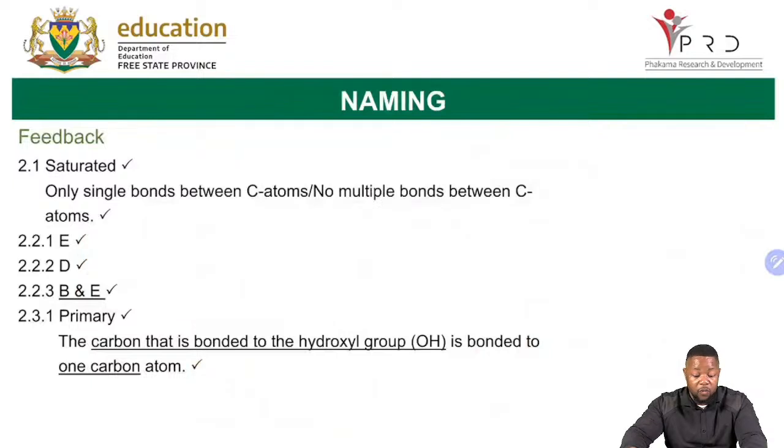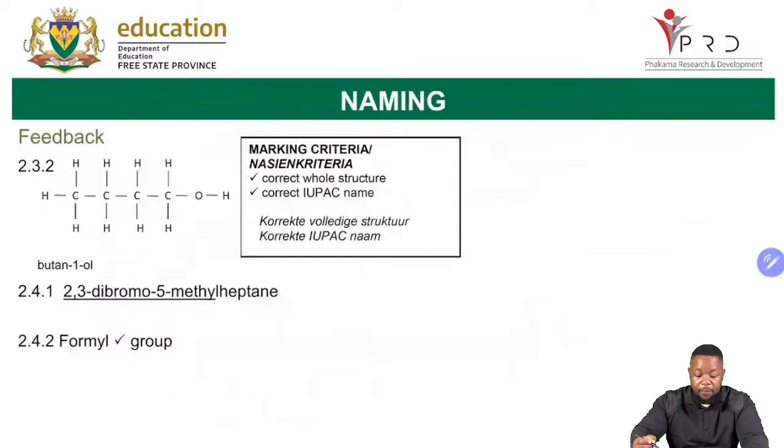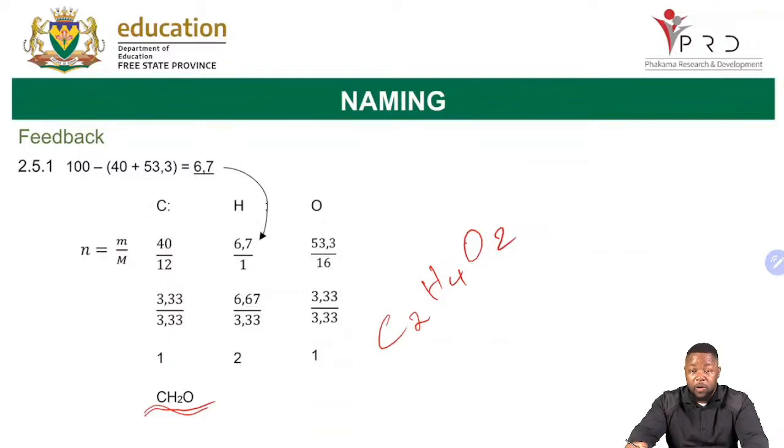So let's go through the solutions quickly. We did talk about saturated single bonds, the compounds B and E, and then the primary alcohol, we have talked about them. And then the formyl group, the structure, we have talked about it as well. And then this is the empirical formula, and we were able to get the molecular formula as C2H4O2 because our ratio was 2.